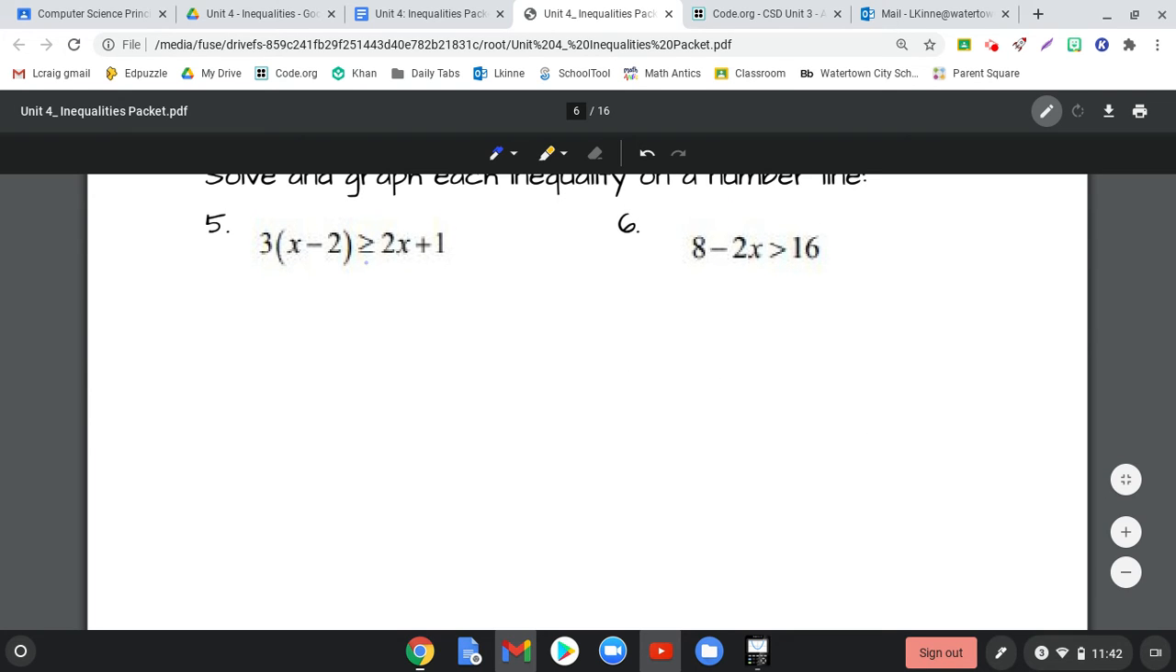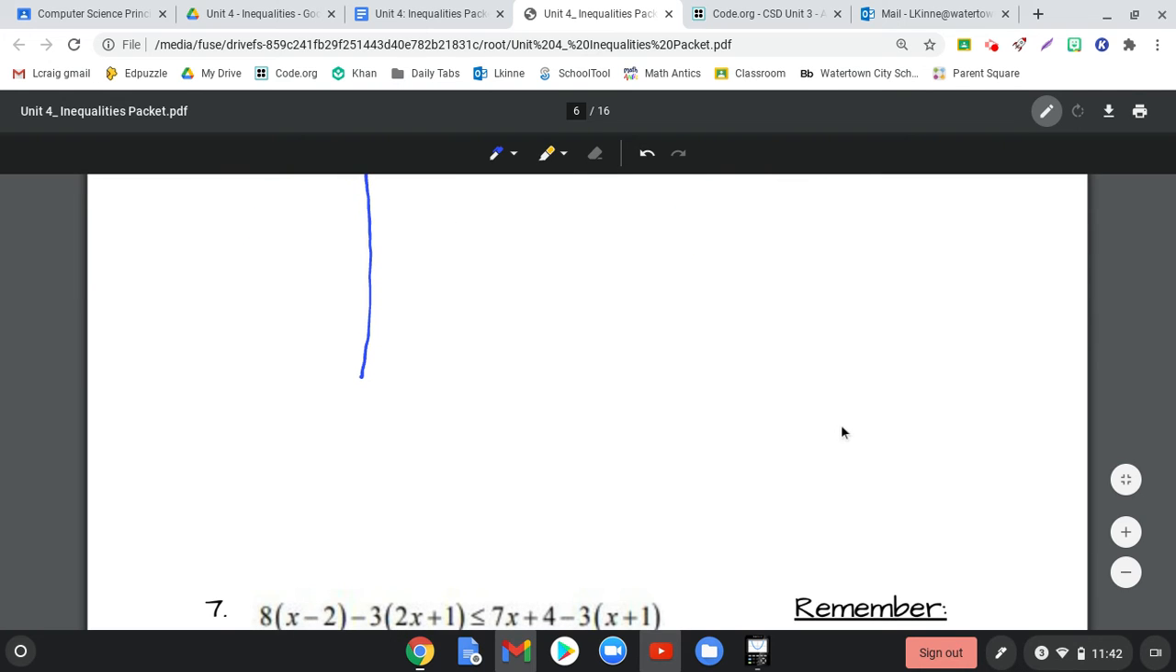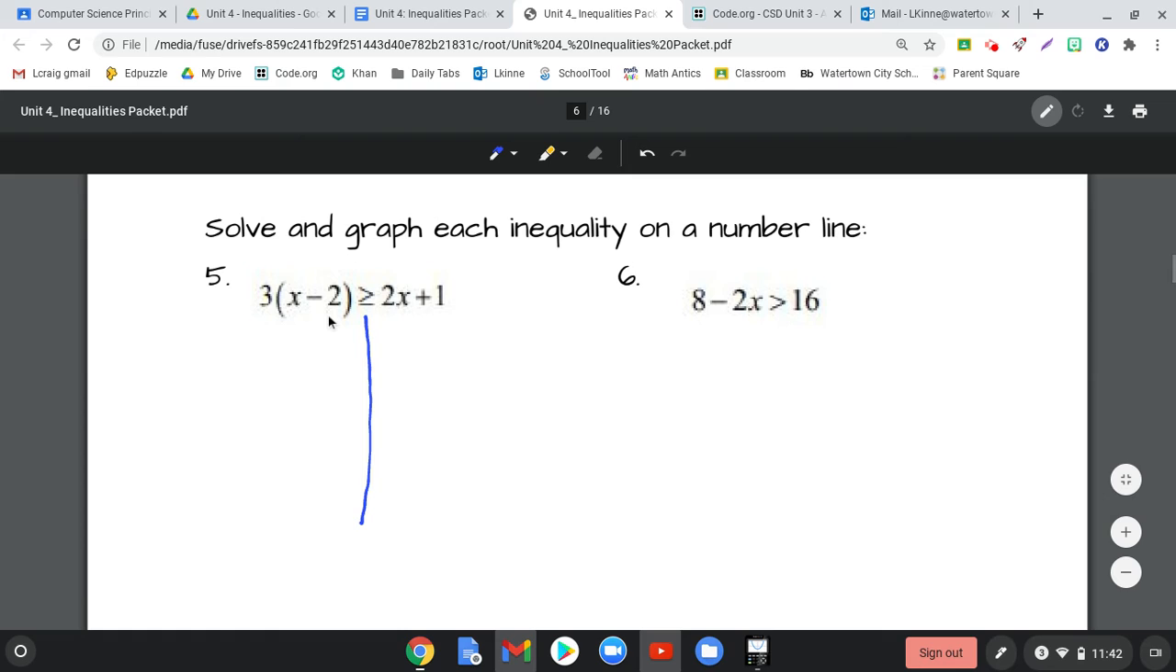All right, I see parentheses. So let's think about that. We want to distribute first, going back to chapter 1. So it's 3x minus 6 is greater than or equal to 2x plus 1. Next, we want to combine our like terms. All right, so I'm going to just circle them.